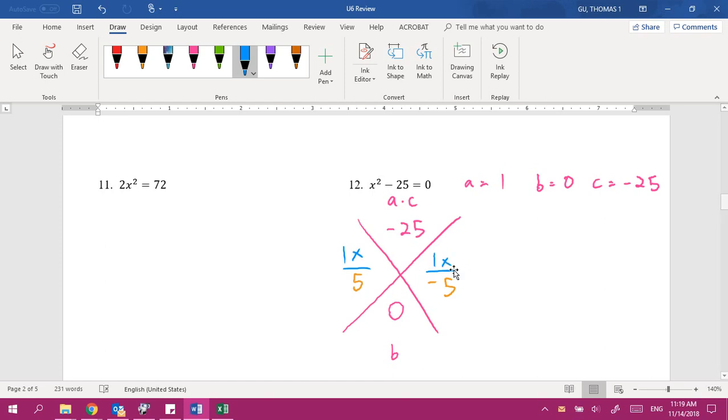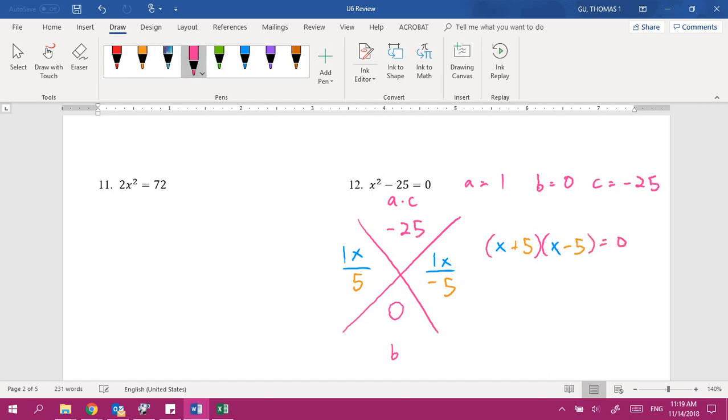When you have 1x, it's already simplified as much as it can go, right? So we're ready to write our factors. What are the factors? X plus 5, right? And x minus 5. That's right. Equals 0. X plus 5 times x minus 5 equals 0.